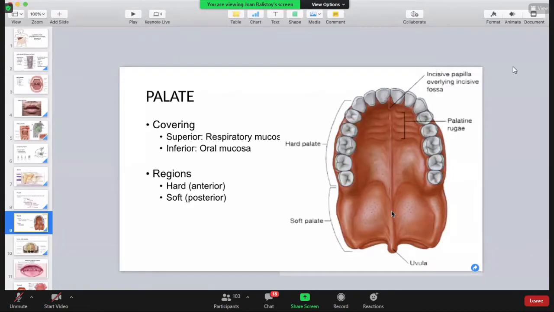And of importance here is the incisive papilla overlying the incisive fossa. Why? This incisive fossa is a depression in the midline of your bony palate posterior to the central incisor canal. And this is where your nasopalatine nerve will pass through. That's why it's important. All right? So, the nasopalatine nerve will be passing through the incisive fossa, which is found here.